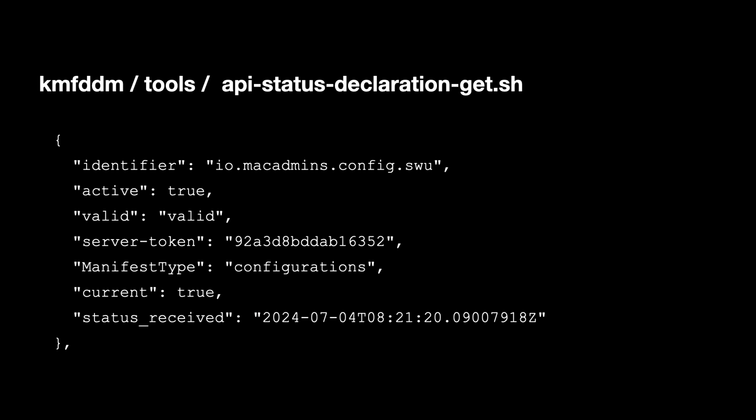If we query the status of the declaration, we'll get a blob of JSON back that is all the status reports that the server is subscribing to. By default, KMFDDM subscribes to the management one, and I can't remember which other one, but you can optionally add in these keys for the software updates, install state, and that sort of stuff. Then you start getting that rich information back from the clients about what they're doing now that you've instructed them to run that update.